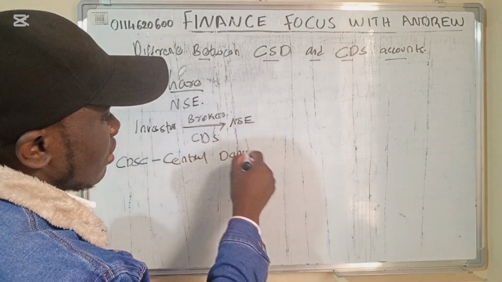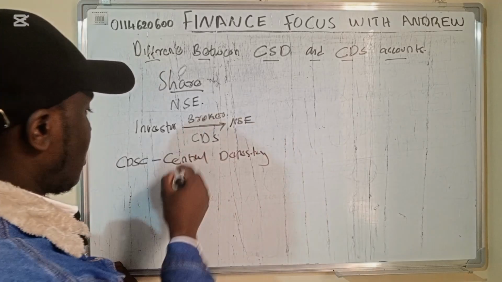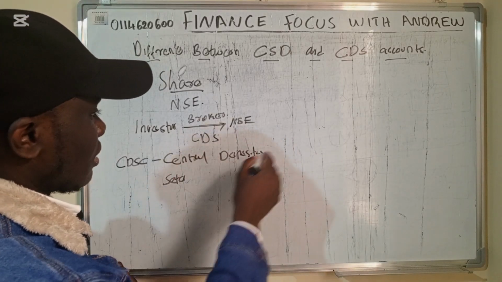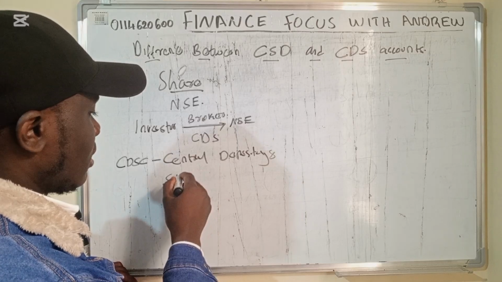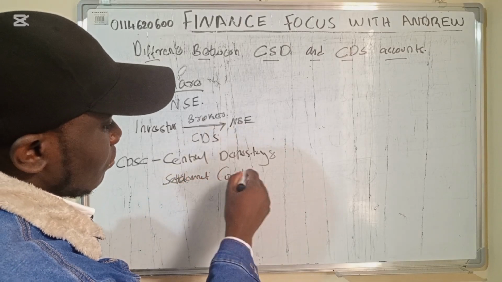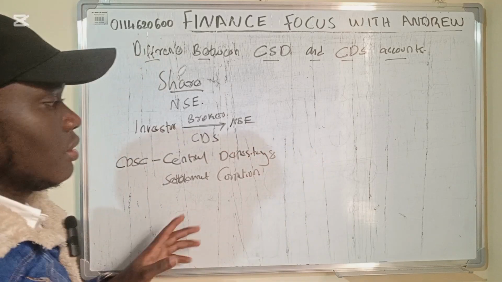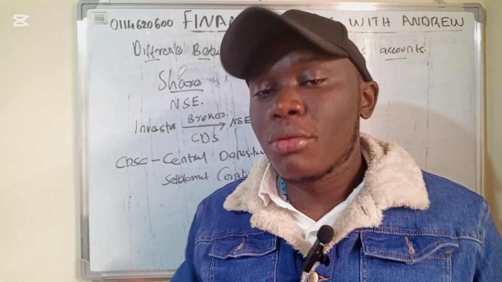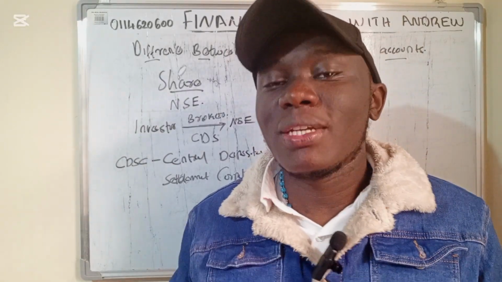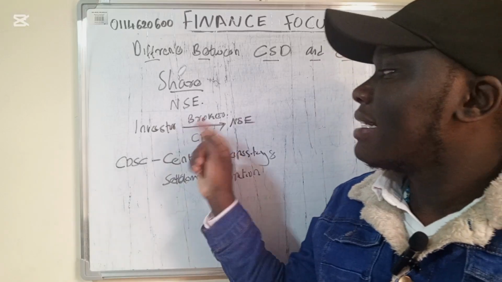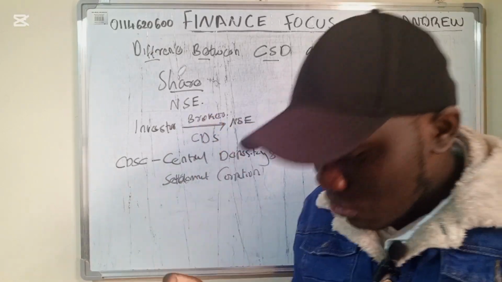the Central Depository and Settlement Corporation. So that is what you need to buy shares. You need to open an account with one of the brokers licensed by the Nairobi Securities Exchange, and what they will open for you is a CDS account.